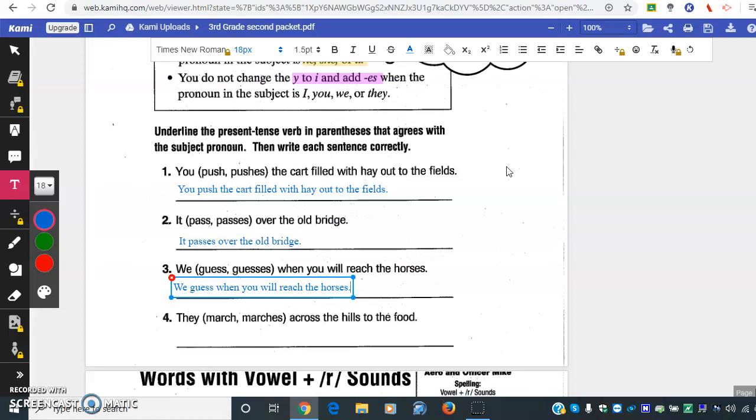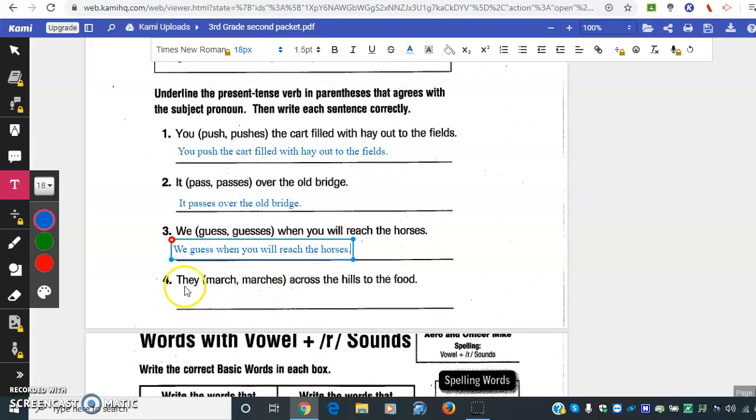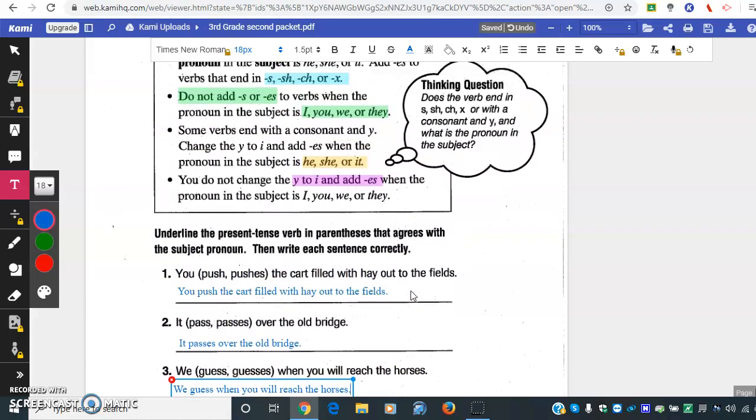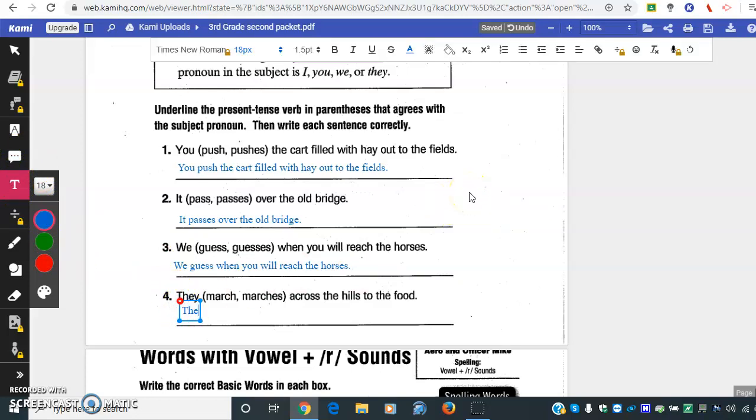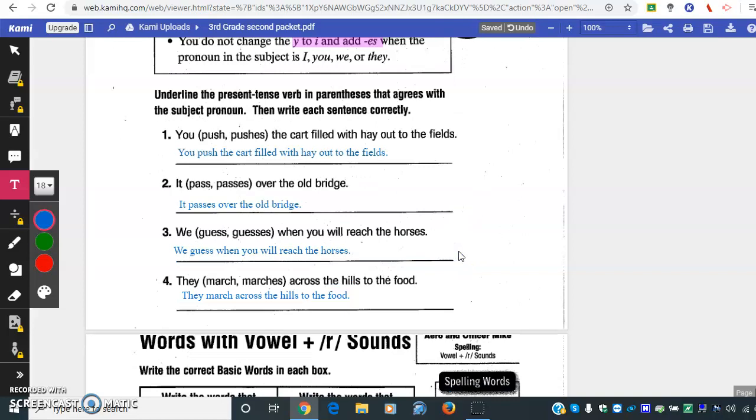And the last question for today on grammar is they march or marches across the hills to the food. And again, they is here in green. It is a plural pronoun, which means we're going to follow the green rule. Do not add S or ES. So I'm going to write it as they march, not they marches. They march across the hills to the food. Plural pronouns get no S on their verb.